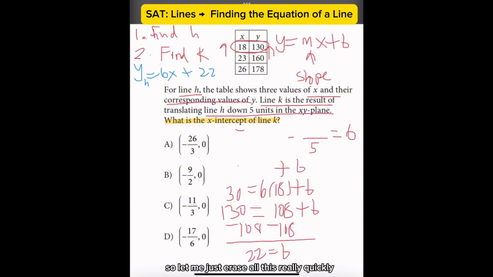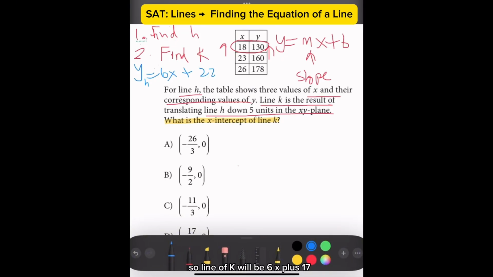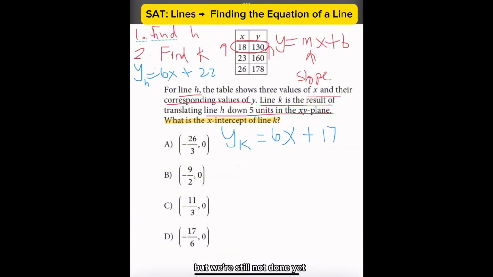So let me just erase all this really quickly. By pushing line H down 5 units, our y-intercept will also go down 5 units. So line K will be 6x plus 17. 22 minus 5 is 17. But we're still not done yet, because the final part is what is the x-intercept of line K?